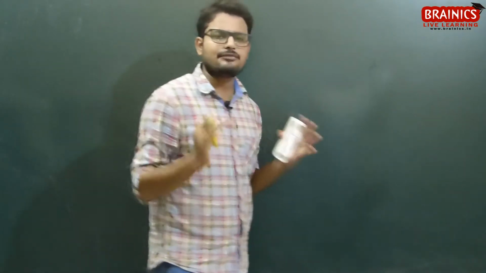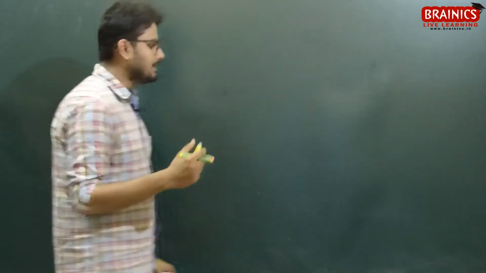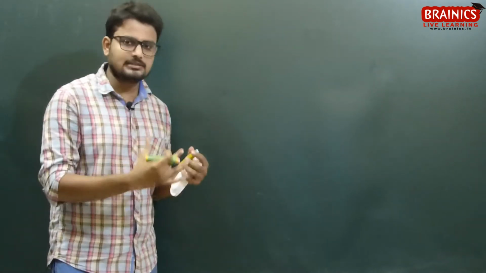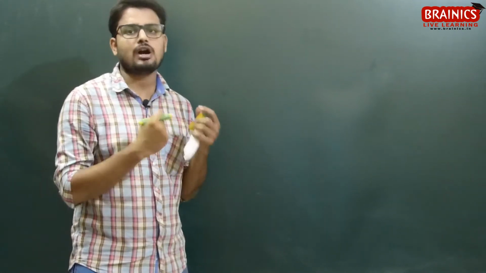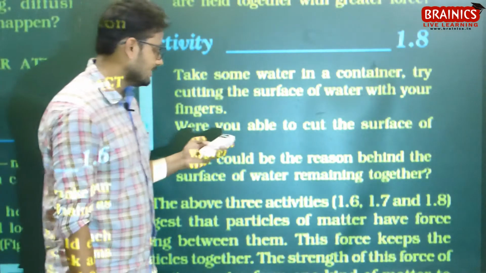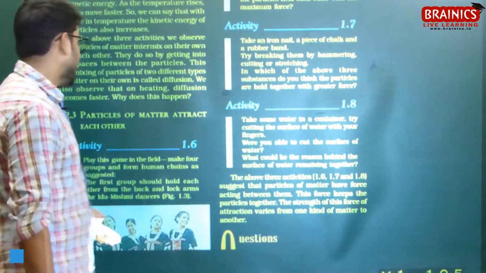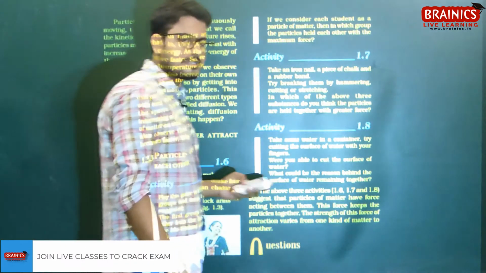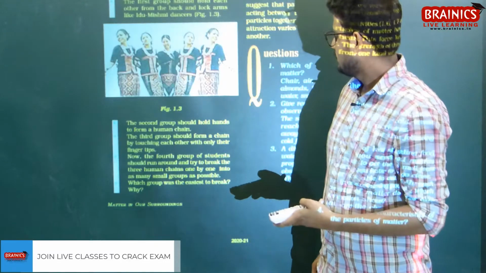So every particle in this universe is attracting each other. Some particles are attracting one another with low intensity, with the least force, but some are attracting each other with the strongest force. Okay, so we will be discussing the states of matter on that basis. I would like to ask you to go through activities 1.7, 1.8 and 1.6 thoroughly to understand this concept. Okay, and let's switch to another topic.